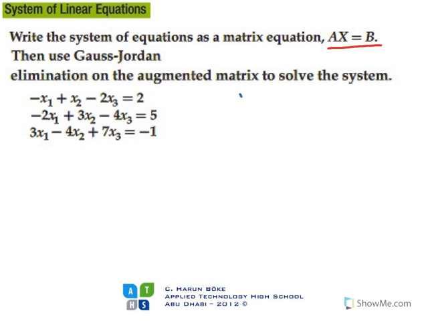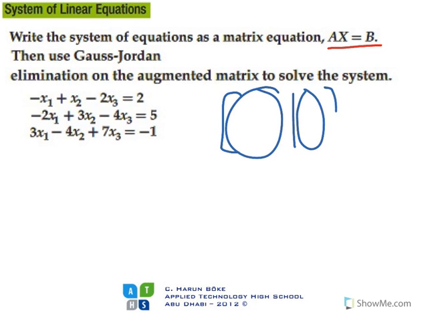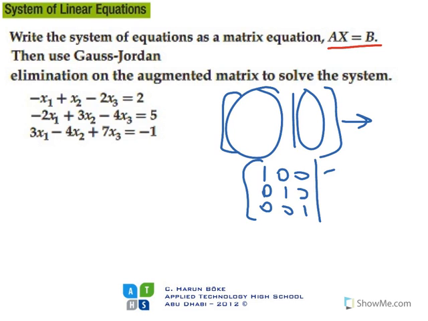We are going to write an augmented matrix with the coefficient matrix here, results matrix here, and then by matrix operations we are going to have the identity matrix instead of the coefficient matrix, and then some numbers here so that we can say x1 is this, x2 is this, x3 is this. But before, let's write the matrix equation.